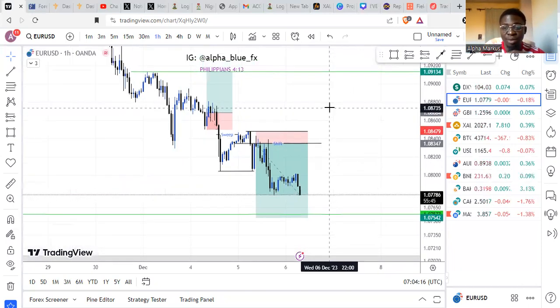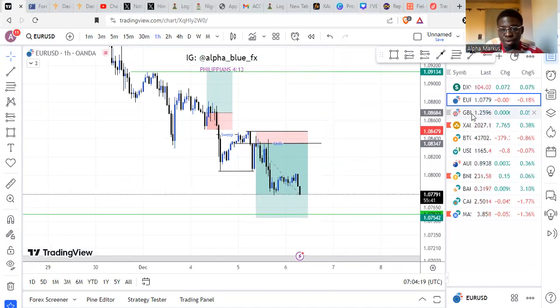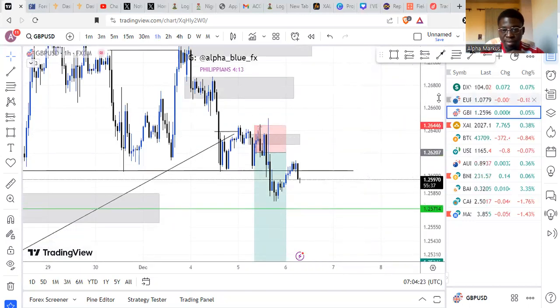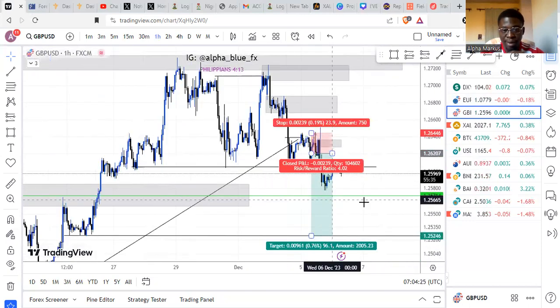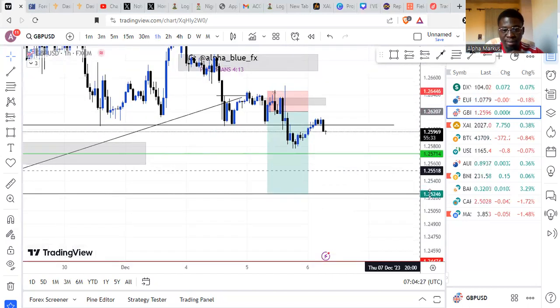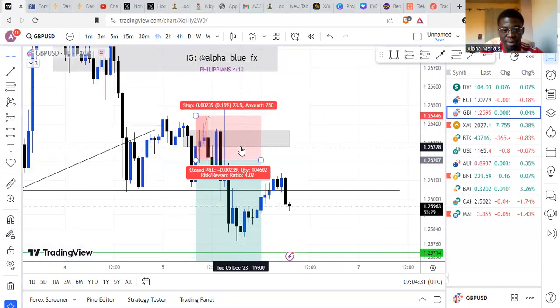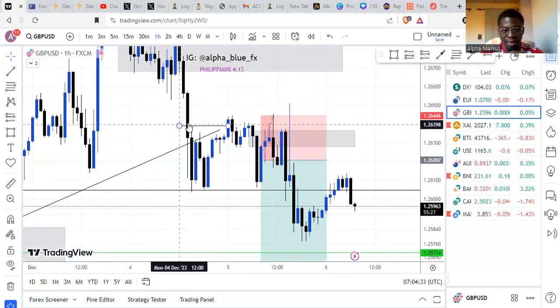I actually took another position on GBP USD yesterday, and let me show you. But unfortunately, this particular one hit stop loss before going down, right? So the idea was still the same. Price came back and took out liquidity.